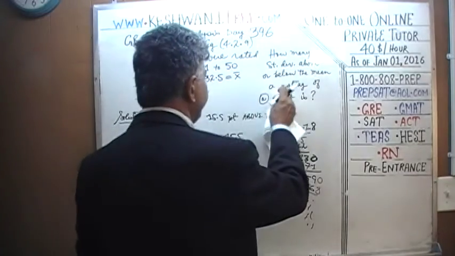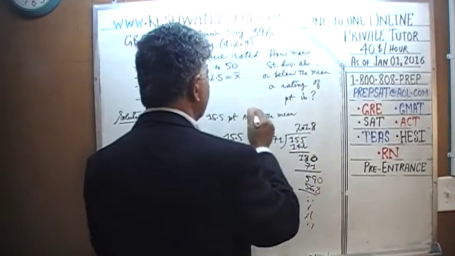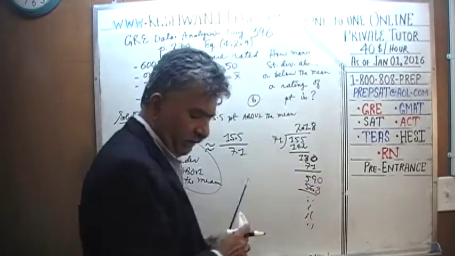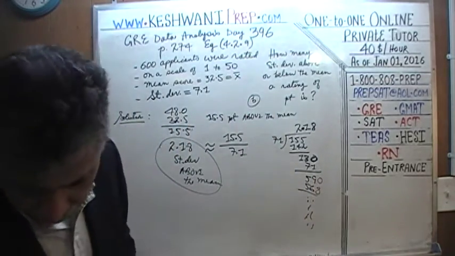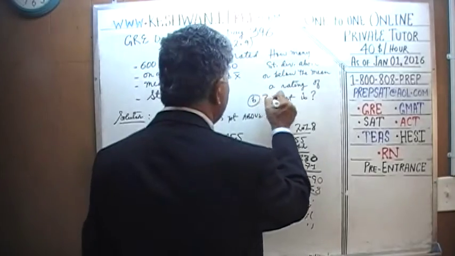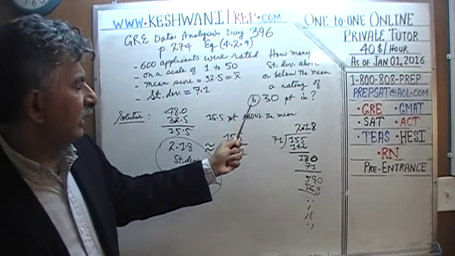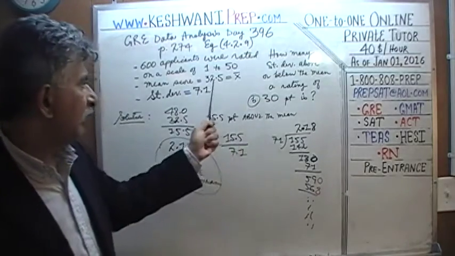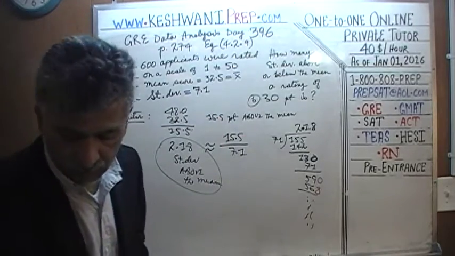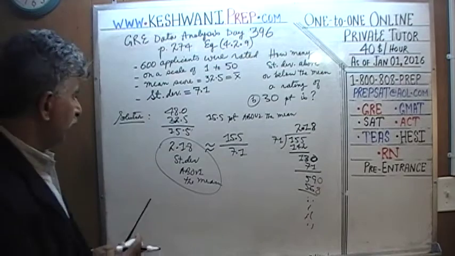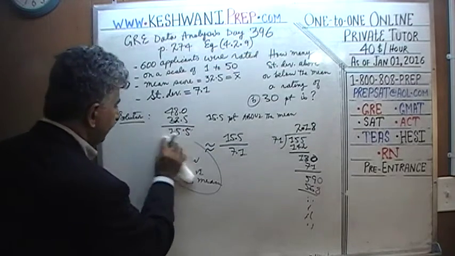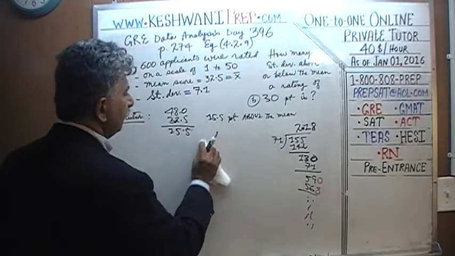Let's do part B. Part B is asking us, and again, these are problems straight from the book, how many standard deviation above or below the mean a rating of 30 points will be? A 30, as you can clearly see, is below the mean. So the answer here is not, we're not going to be above the mean, we're going to be below the mean, obviously. Again, the same exact idea as before.